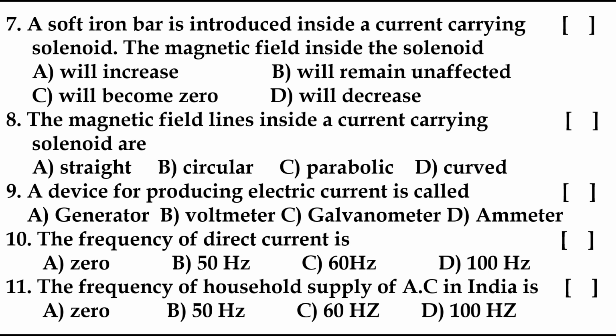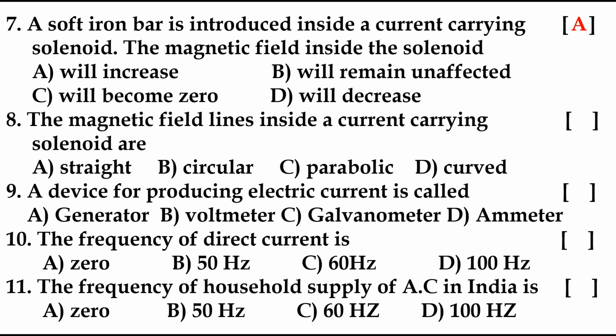Seventh bit, a soft iron bar is introduced inside a current carrying solenoid. The magnetic field inside the solenoid, option A will increase, option B will remain unaffected, option C will become 0, option D will decrease. Answer is option A will increase.